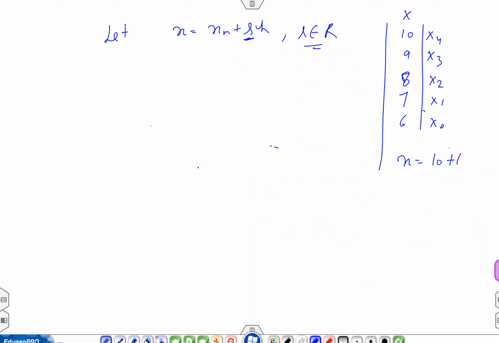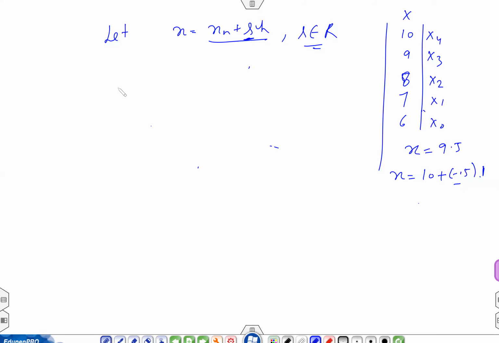Suppose we need 9.5 here. So how will you write it? Suppose x is 9.5. You will write x as xn, which is 10, plus s, where s is minus 0.5. We take the minus sign because you have to go back, or we can say minus of s. You want 9.5, so 0.5 comes, and h is your 1. So s will take its value accordingly as we are writing the data. So x is xn plus sh.